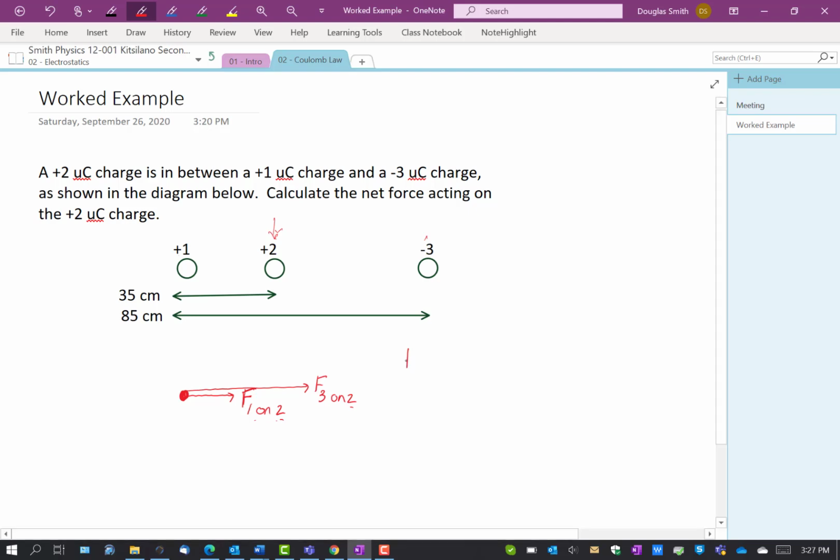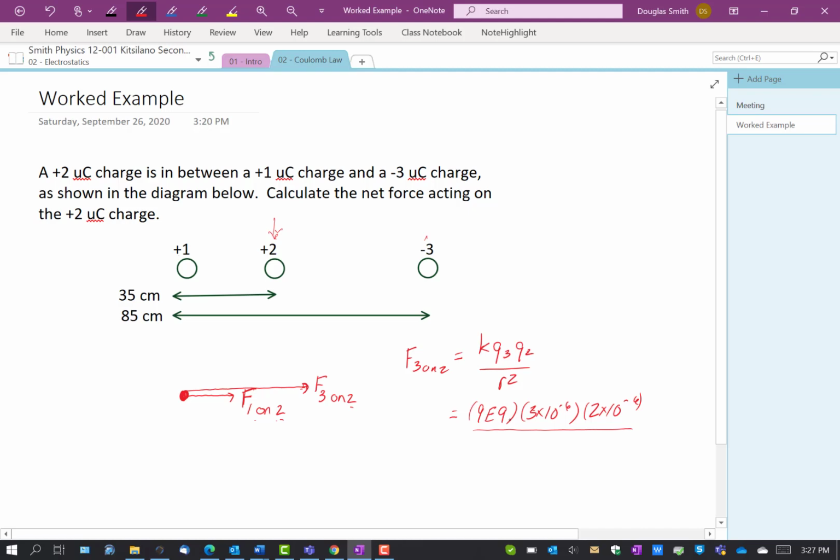So I'll do this one first. F3 on 2. So this is K, and I'm going to call this one Q3, Q2, divided by R squared. So this is 9e9. Q3, so that's 3 times 10 to the negative 6. And Q2 is 2 times 10 to the negative 6. I don't put a negative sign in there. The negative sign tells us the direction. It's not like it's a positive or negative number, it's actually just telling us direction. And the direction is taken care of. I know it's going to the right.